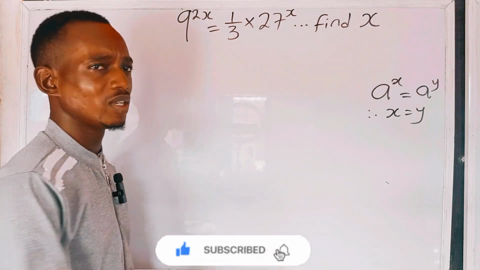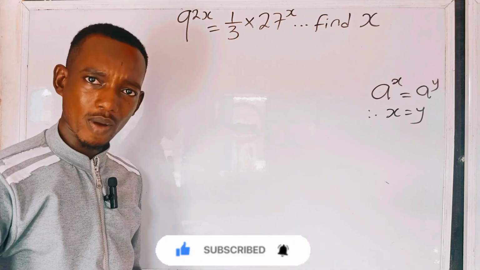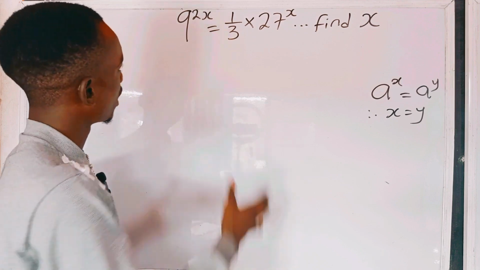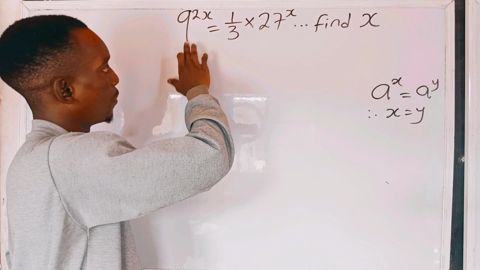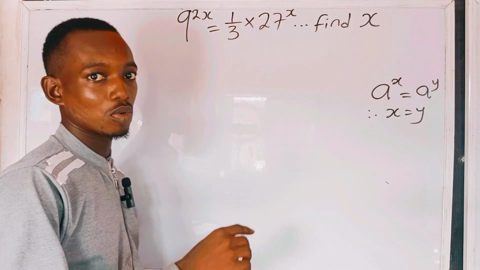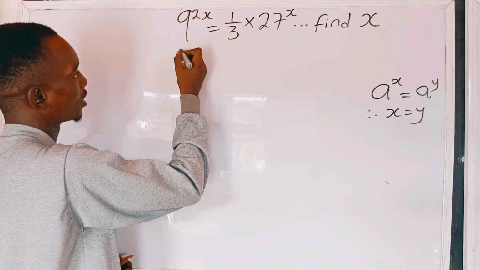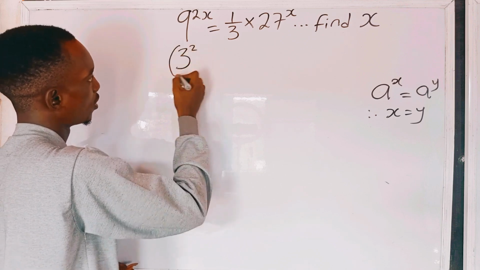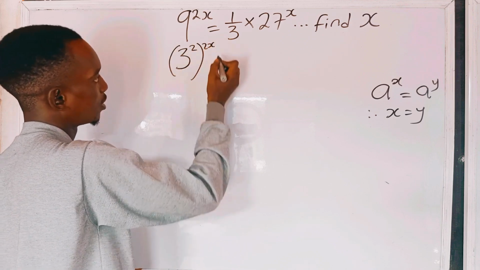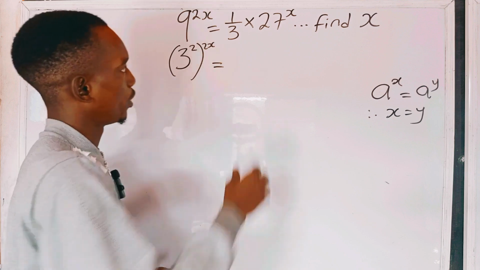Yes, we can make them the same because these numbers you are seeing here are all powers of 3. You can express 9 as a power of 3, 27 as a power of 3. What I am saying is that this 9 can be written in the form of 3 to the power of 2, because 3 times 3 gives us 9. So here we can rewrite this as 3 to the power of 2, all to the power of 2x, equals, now we have 1 over 3.